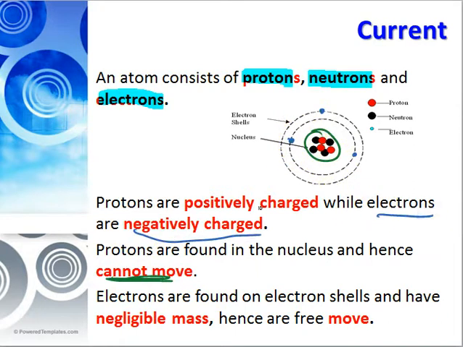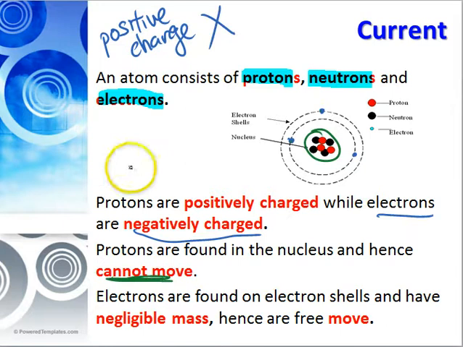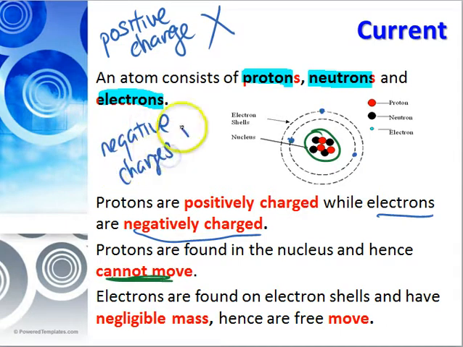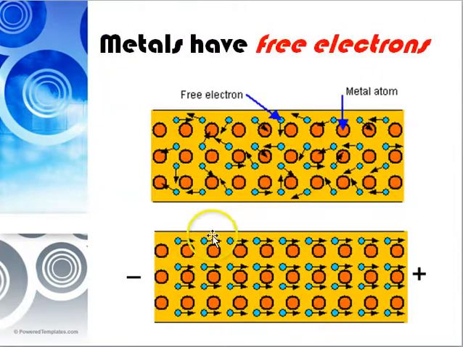Electrons are negatively charged. So, can your protons move? They are positively charged. Can your protons move? No. But can your electrons move? Yes, they can. And electricity is actually a flow of electrons rather than a flow of protons. So in actual fact, positive charges do not flow, but negative charges are the ones that are flowing. Electrons, found in electron shells, are free to move.